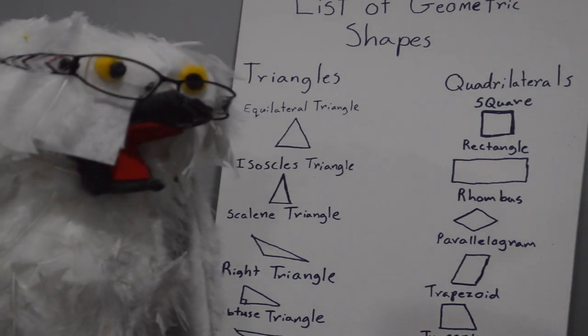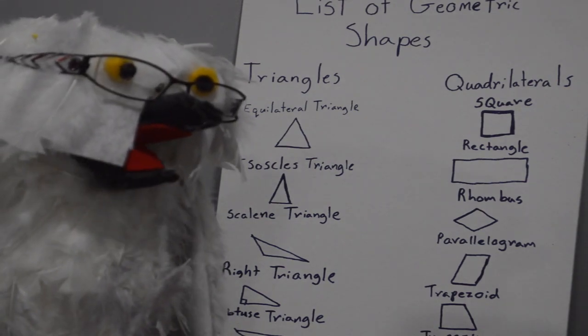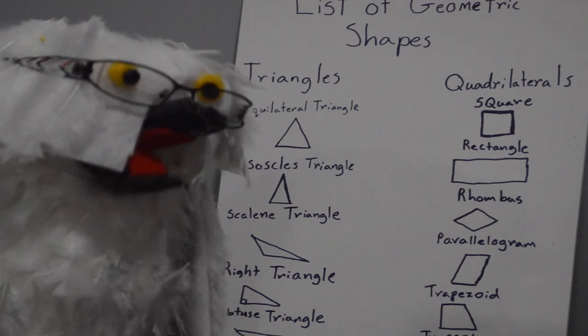That's me! Our last triangle is the acute triangle. It has 1 really small angle, or an angle less than 90 degrees.